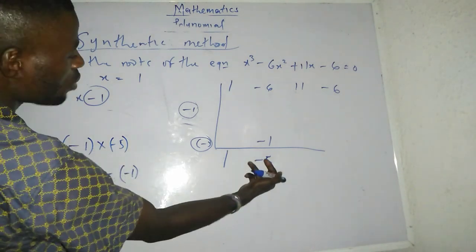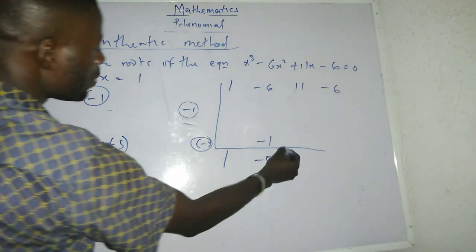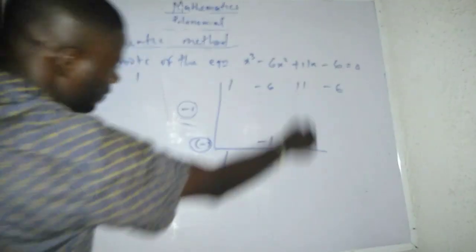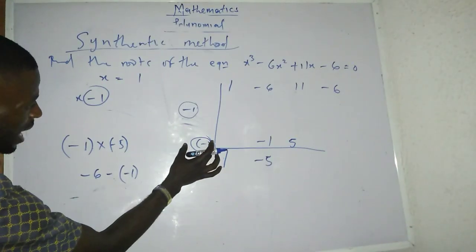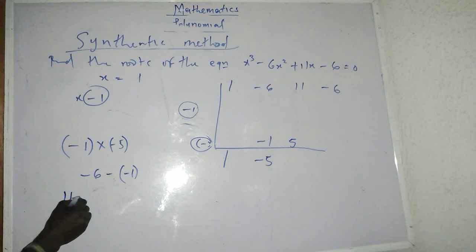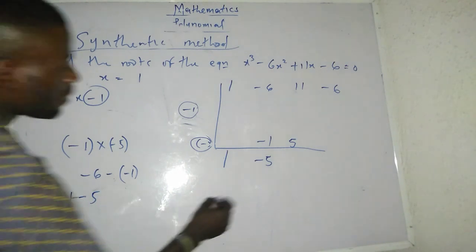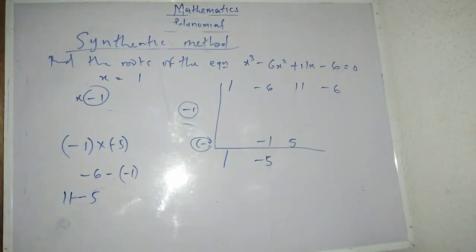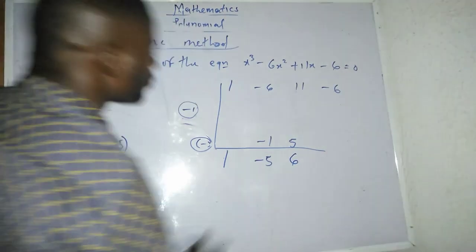Minus 1 times minus 1 is 5, which I will write on that level. Now, this sign here, minus: 11 minus 5 will be 6. I'll write my 6 here.